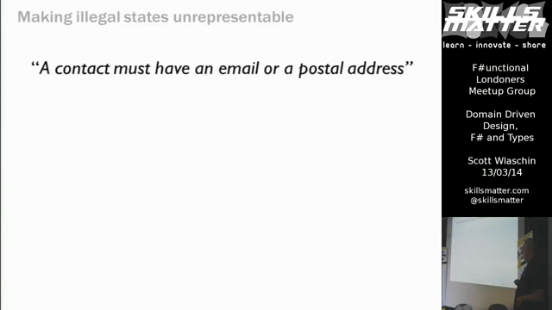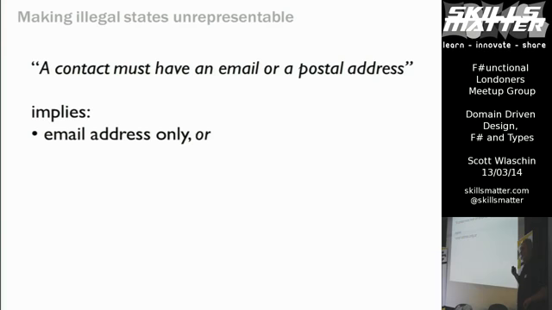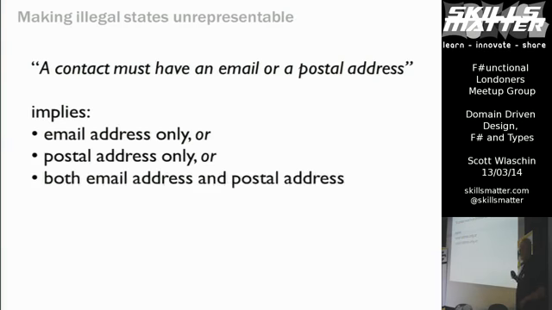So let's look at this thing. What does this mean? A contact must have an email or a postal address. That means they have an email address only, or they have a postal address only, or they have an email address and a postal address. That's it. There are only 3 possibilities, right? Not 4. All right? So how can we encode 3 possibilities using our type system?